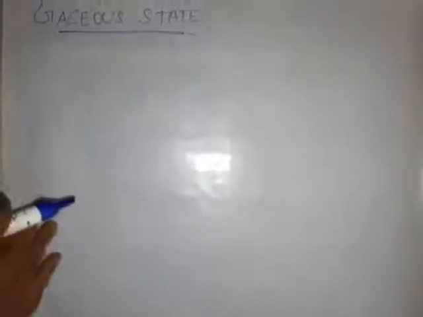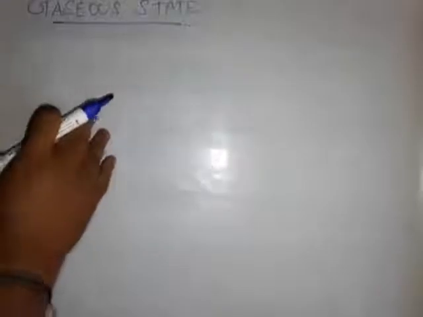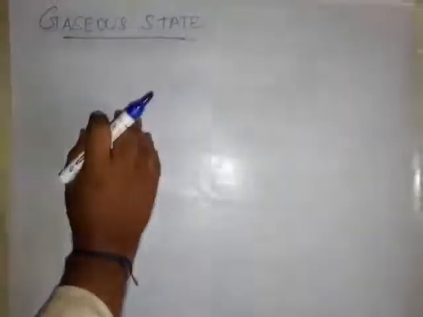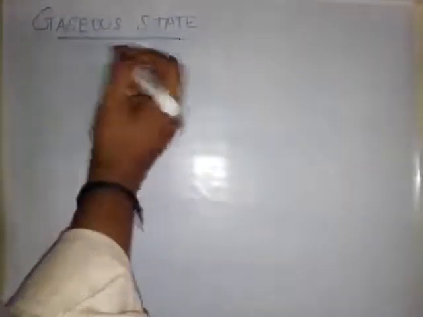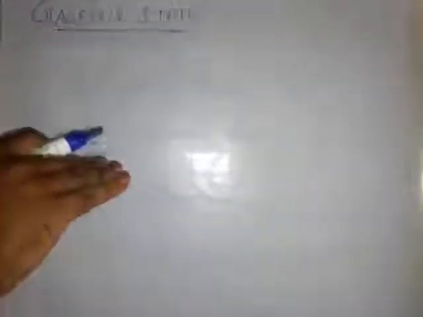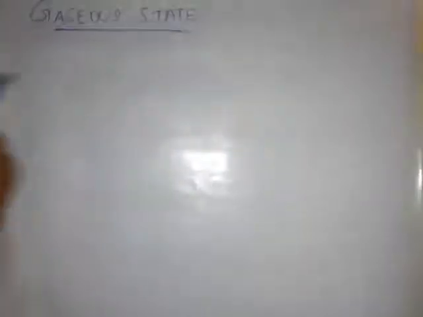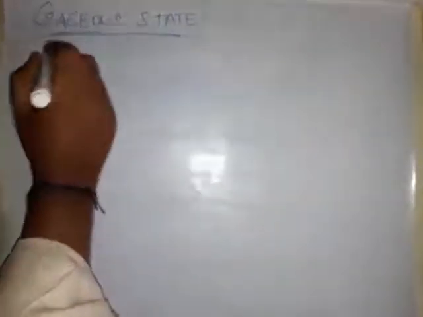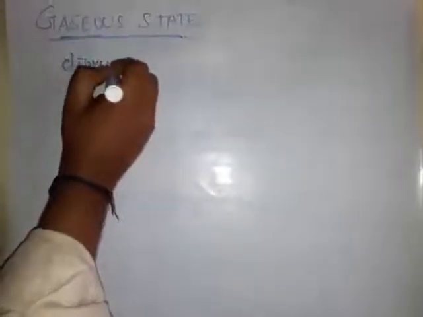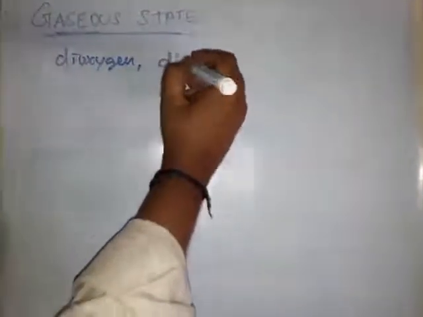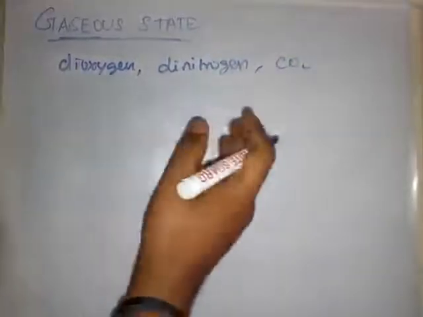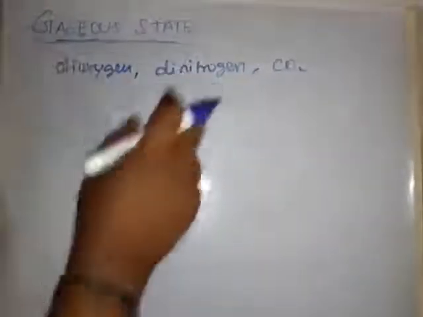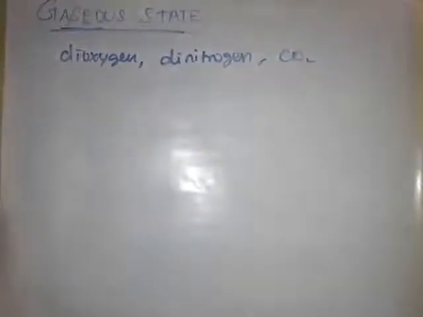Here it shields us from harmful radiations. The thin layers of the atmosphere are vital, as they hinder harmful radiations. Substances present include dioxygen, dinitrogen, carbon dioxide, water vapors, etc.